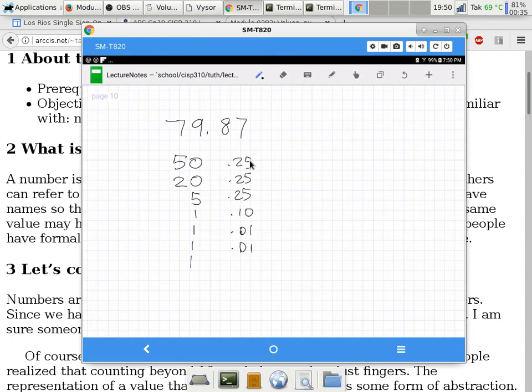So I'm only using the more common coins and bills, because we do have half dollars too. Okay, but if you can do this, you know more than you think you know. Because if you can do this, this is harder than base conversion.